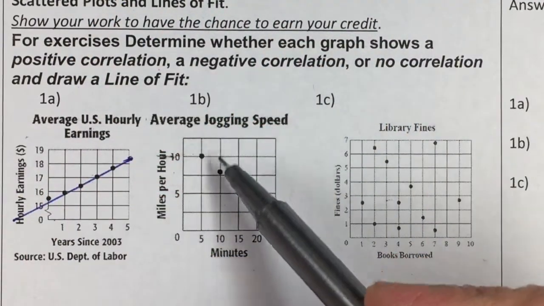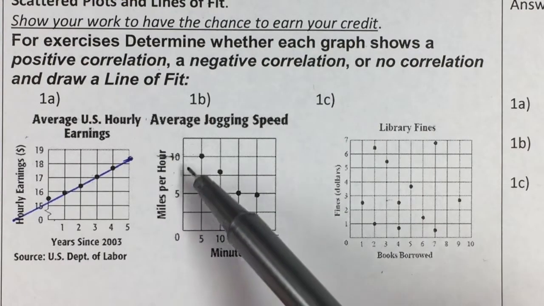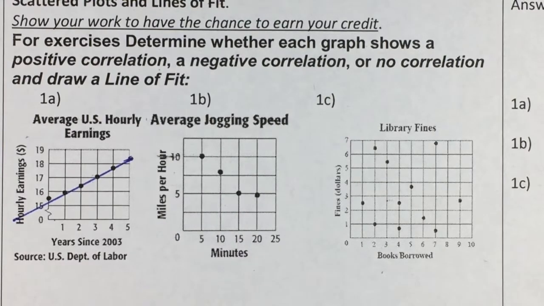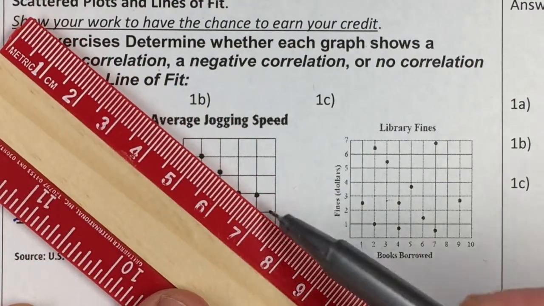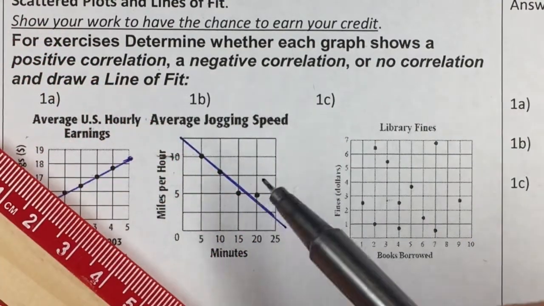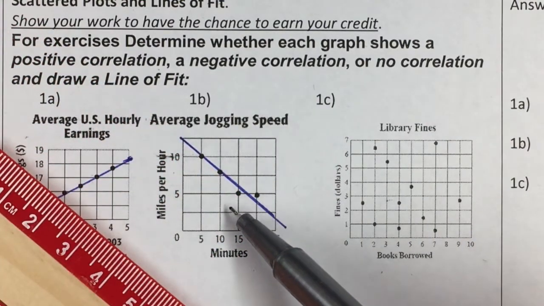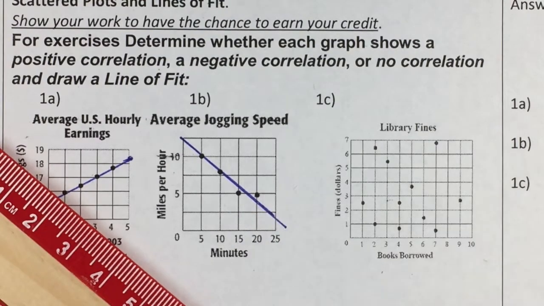The number 1b is going to be when you increase the minutes, then the miles per hour are decreasing. So the correlation is going to be negative correlation. You're going to draw a line of fit in a way that you have more or less the same number of dots underneath the line and the same number of dots on top of the line.